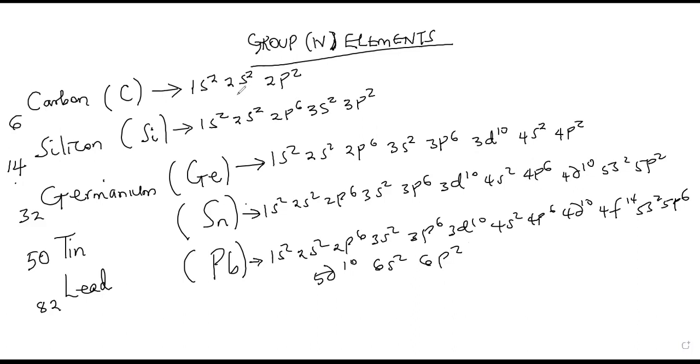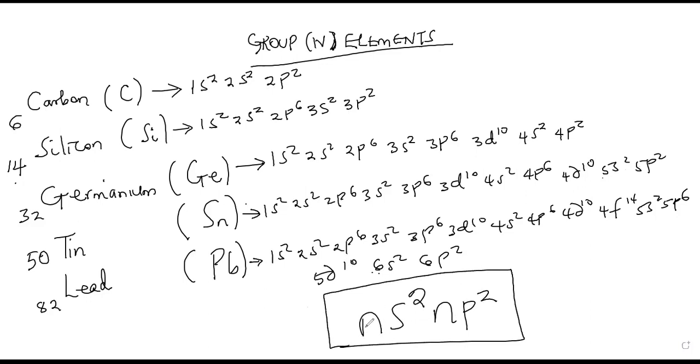You can see that the outer configuration is s2p2 for all of them, but the starting numbers are different. So we shall end up having that the general or outermost electronic configuration for group 4 elements is ns2 np2. Why? Because they have different starting values, so that's why we generalize them as n.